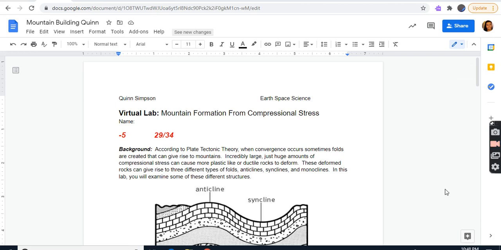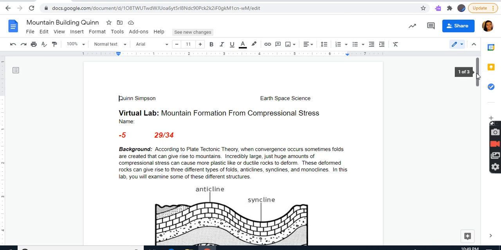Alright, so we're looking at mountain building. This is a virtual lab, mountain formation for compressional stress. This was made, the -5 lost -5 points. I have -5, 25, and 34 in my status.